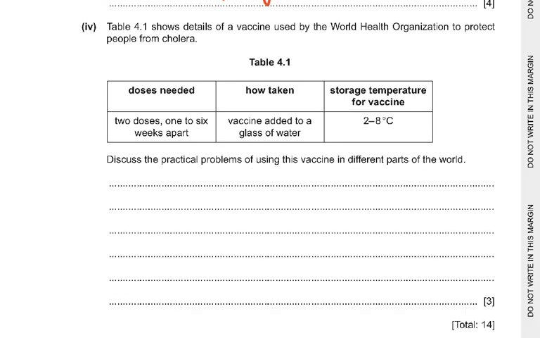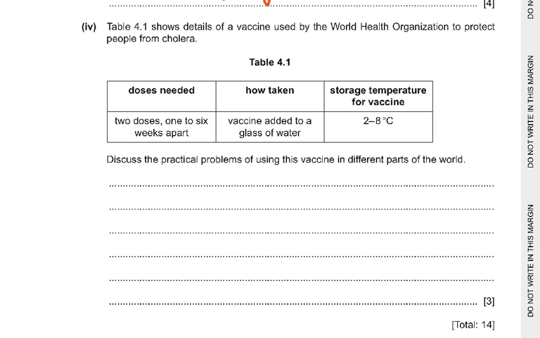Table 4.1 shows details of a vaccine used by the World Health Organization to protect people from cholera. Doses needed: 2 doses, 1 to 6 weeks apart. Vaccine added to a glass of water. Storage temperature for the vaccine is 2 to 8 degrees Celsius. Discuss the practical problems of using the vaccine in different parts of the world.